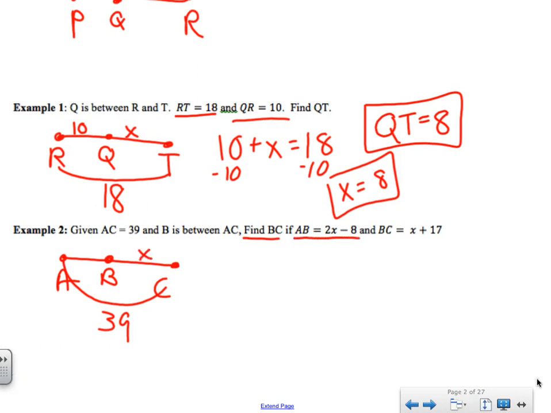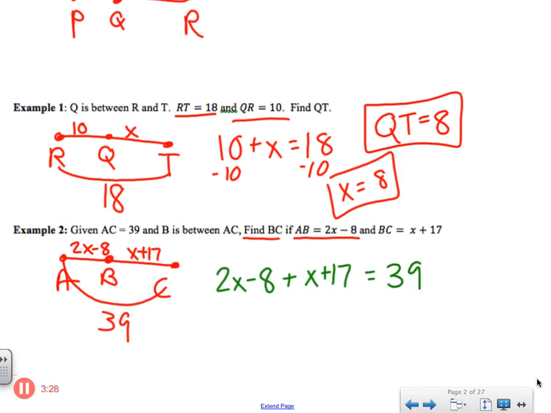If I know AB is 2X minus 8, and then BC is X plus 17. So sorry, I couldn't assume to put X right there. X plus 17. Okay, so I've got an expression for AB, BC, and then I know the whole thing. So I'm going to have to set up an equation. The first part plus the second part should equal my whole entire line.